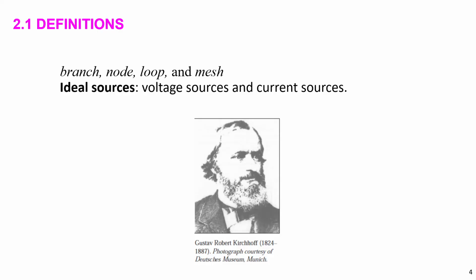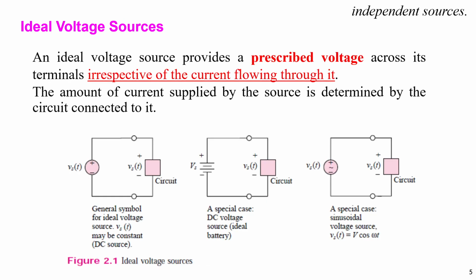Okay, for example, the ideal voltage source provides a prescribed voltage that is exactly the value that we specify, irrespective of the current flowing through it. Okay, this is the ideal voltage source.